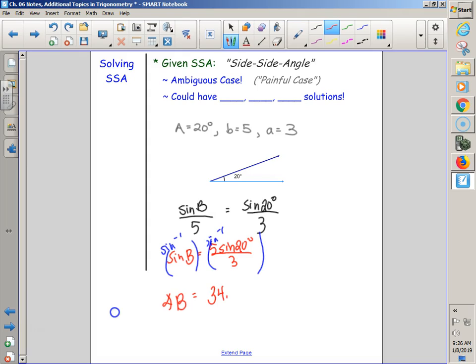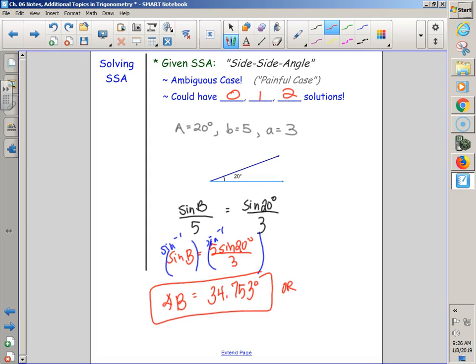Anybody else get 34.753? Wait, no. Our calculator gave us 34.753. We're done, right? What does ambiguous mean? There are multiple options. Ambiguous. So that's the only answer? Maybe.